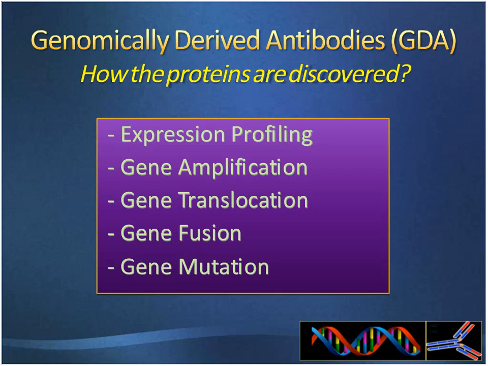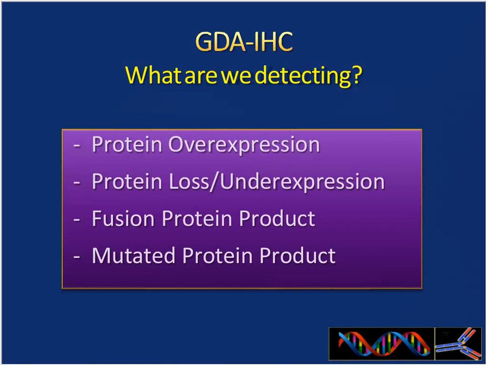These are all discovered by expression profiling, either gene amplification, gene translocation, and other genetic abnormalities, gene fusion, and gene mutations, which produce proteins that we can take advantage of and use in immunohistochemistry. So what are we detecting is basically very simple. It is protein overexpression and protein loss or underexpression, or the product of the abnormal proteins such as fusion and mutated protein products.